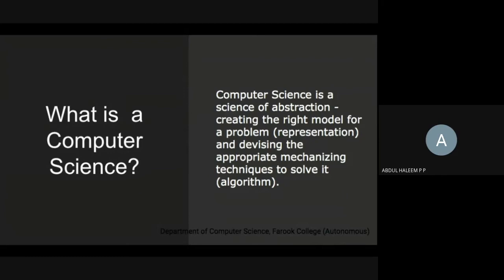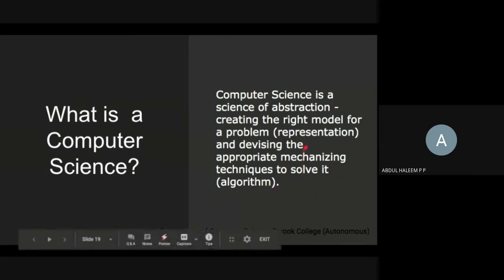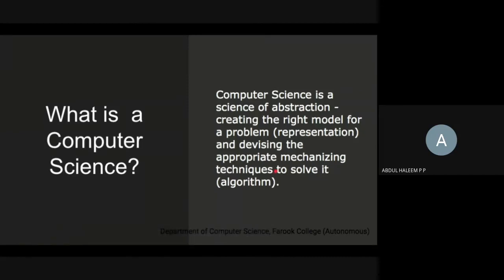You may know n number of programming languages, but if we don't know how to design a correct solution for a problem, all our so-called skills will be under a big question mark. I repeat this: how to represent a problem and how to arrive at the mechanizing techniques to solve it.